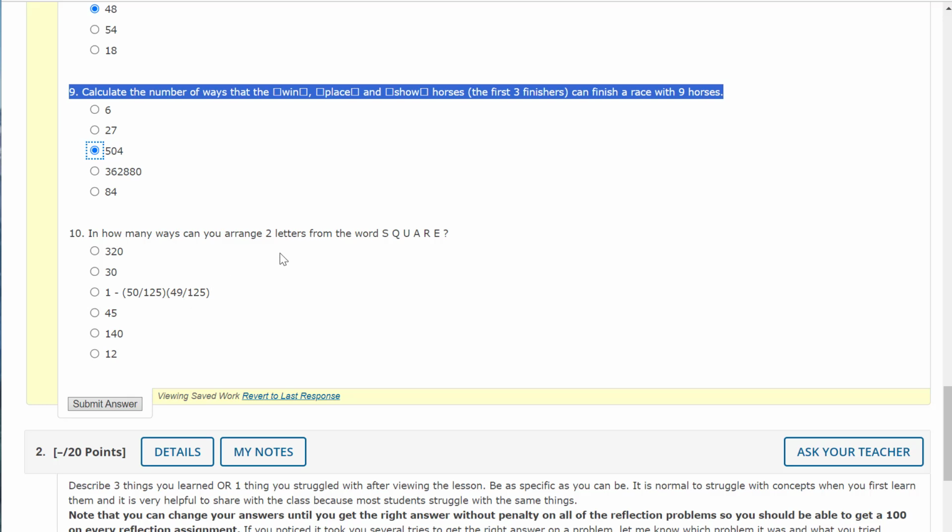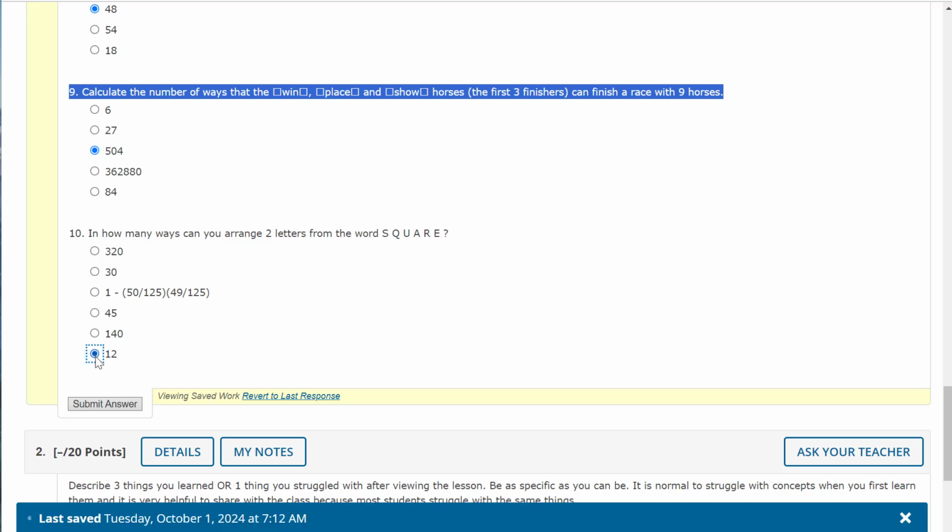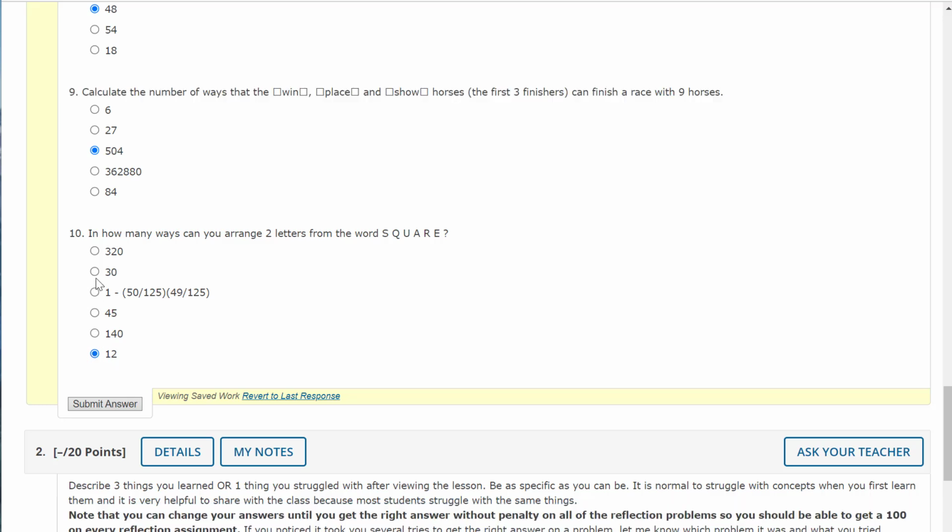All right. How many ways can you arrange 2 letters from the word square? So we have 6 different letters. I'm sorry, 6 letters for the first one, 5 letters for the second one. So you have 6 choices for the first, 5 choices for the second one, and that's it.